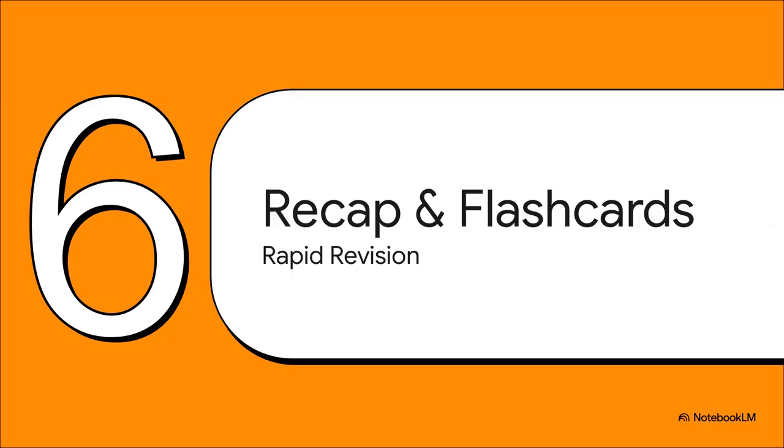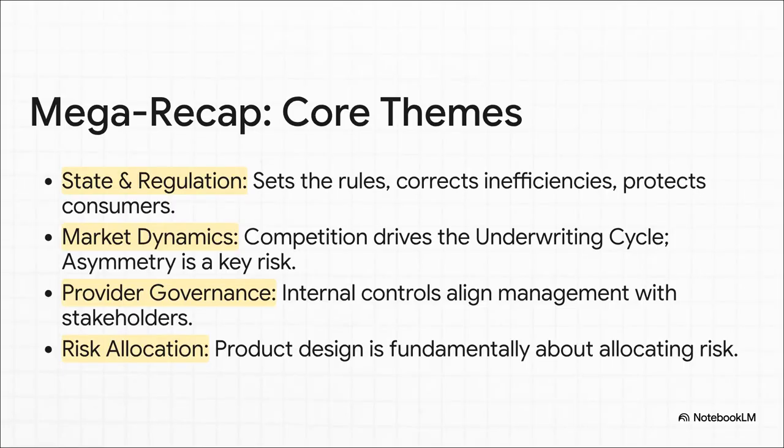Whew. Okay, let's pull all of that together and wrap this up. We're going to do a quick mega recap of the big ideas, and then a super fast flashcard session on those key terms you just have to know. No excuses. So if you remember anything, remember these 4 pillars that hold this whole topic up. First, the state and its regulations set the playing field. Second, within that field, you have market dynamics, like the underwriting cycle driving behavior. Third, you've got provider governance, which is the internal playbook for each company. And fourth, it all comes down to risk allocation. How products are designed is really all about deciding who takes on which risks.